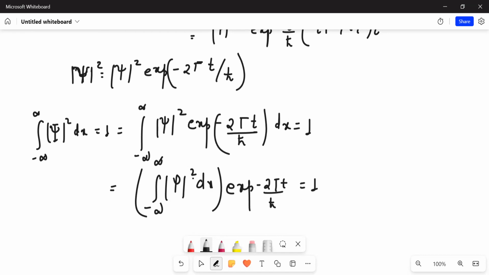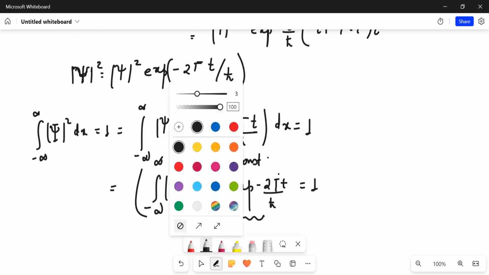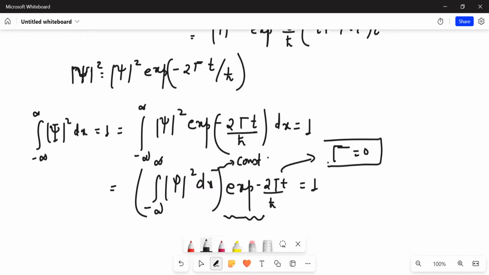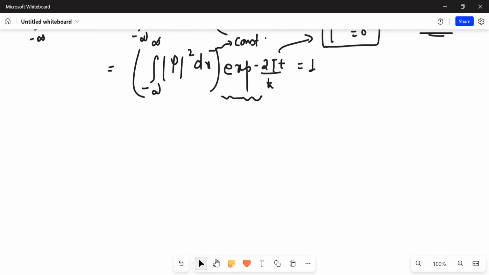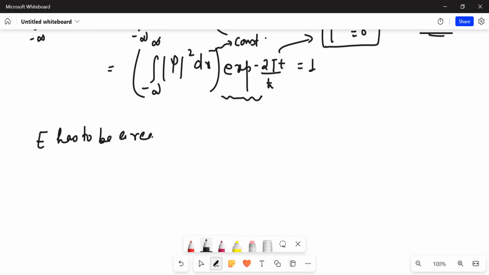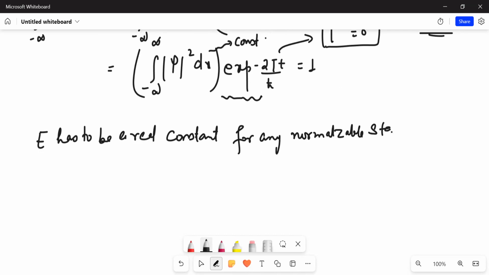So the integral will give you some value when you place the limits minus infinity and plus infinity, and you'll get a constant value on the left-hand side only if this gamma is simply E0, which belongs to R. So clearly from both ways we can conclude that E cannot be a complex constant; E has to be a real constant for any normalizable stationary state.